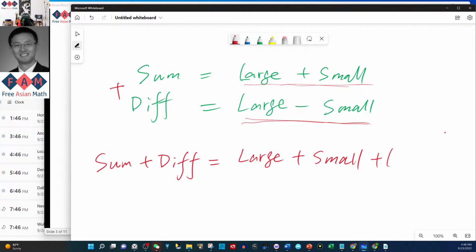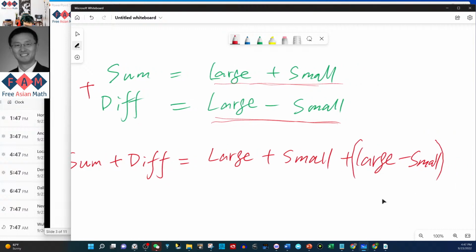Now we add large minus small. For now, we put a parenthesis here, but you can easily see that this parenthesis is actually unnecessary because we have a straightforward adding. So we are trying to add large plus small, add large subtracting small.